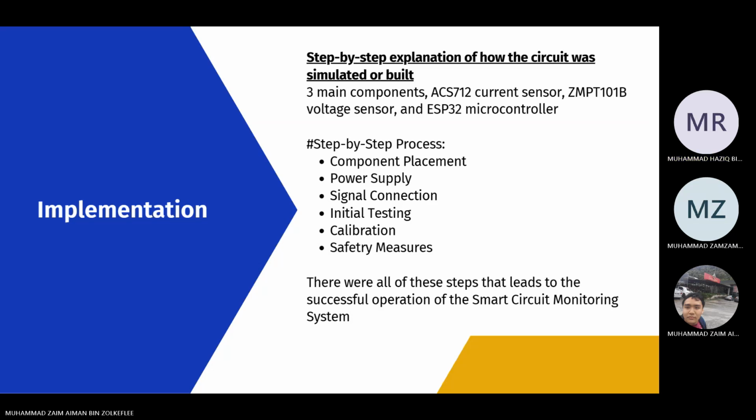The number five is calibration. Adjust the conversion formula in the code based on the specific sensor used. For example, if we are using the ACS712, map the raw ADC value to the real world current value using the sensor sensitivity.